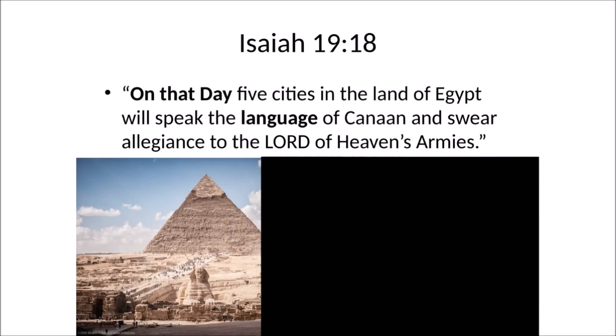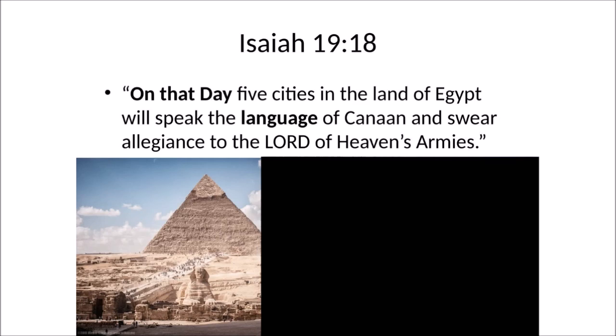Yep. On that day, 5 cities in the land of Egypt will speak the language of Canaan and swear allegiance to the Lord, that is Yahweh Jehovah of heaven's armies. Remember, when we see a prophecy like this, we have to ask ourselves, is this happening now? Well, I would say no. On that day is code language for the future day of the kingdom of God on earth.